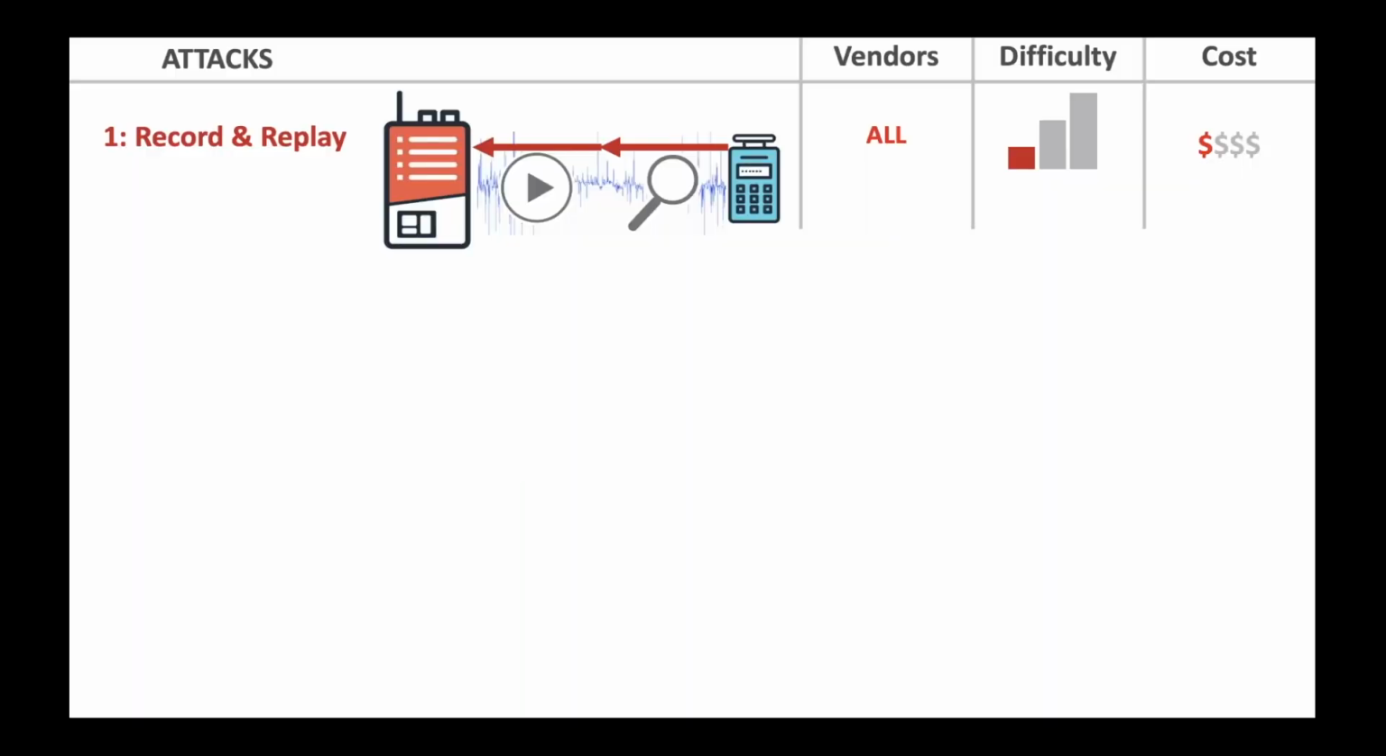One of the things we did see there was: record and replay. It works. All our vendors that we tested, this worked on. It's super easy and super cheap to use. All you have to do is record a message and replay that message. Everyone that we tested was vulnerable to this.